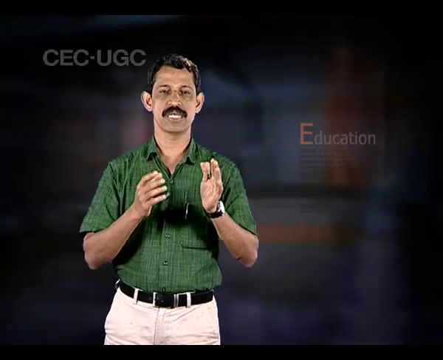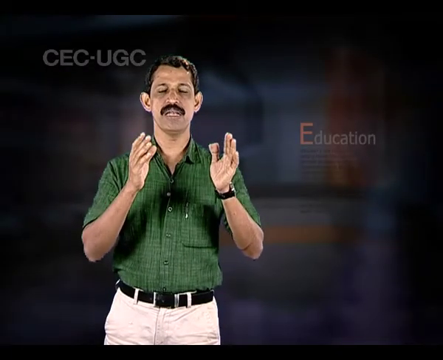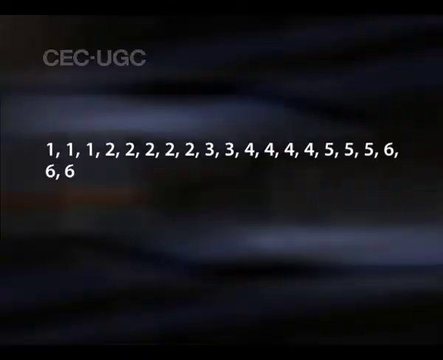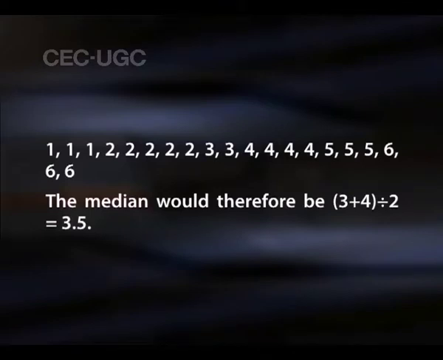From the list below, we can see that the middle values are 3 and 4: 1, 1, 1, 2, 2, 2, 2, 2, and up to 6. The median would therefore be (3 plus 4) divided by 2, that is 3.5.